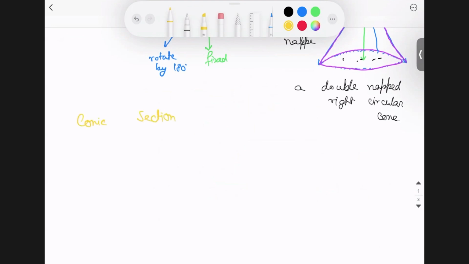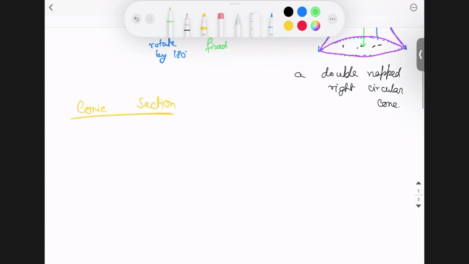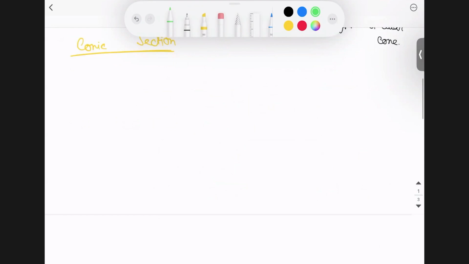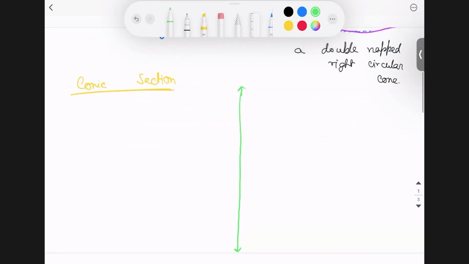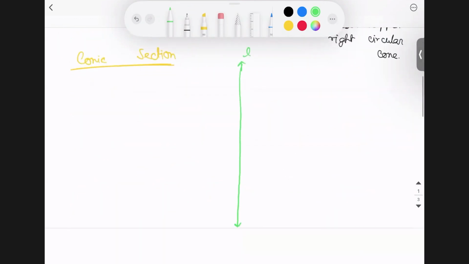So let us redraw this figure again here. Here is the fixed axis, which is not moving, here it is L. Now you have the moving part, the moving generator, the moving line, that is this straight line, and this is rotating.